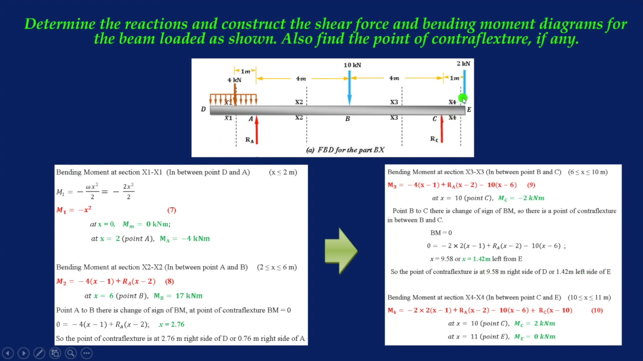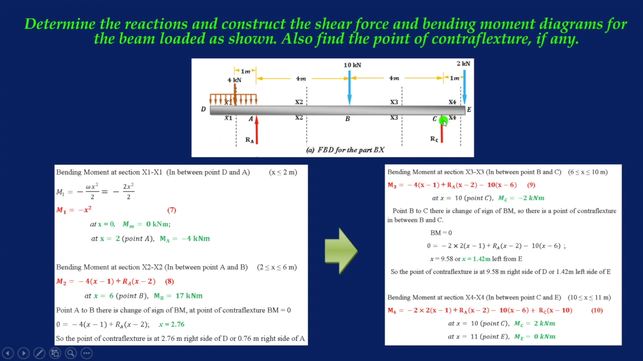Now for the last section x4, similarly we are getting the bending moment equation as 9. Only addition is the RC point is there. So RC into this distance. What distance is this? x minus 10. Here to here it is 10, and here to here in D it is x. So x minus 10 is the distance of RC from this section. So RC into x minus 10.